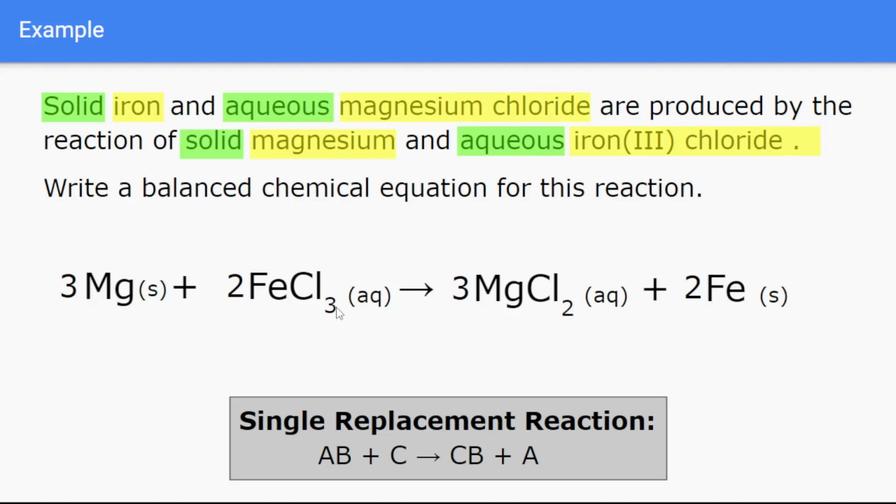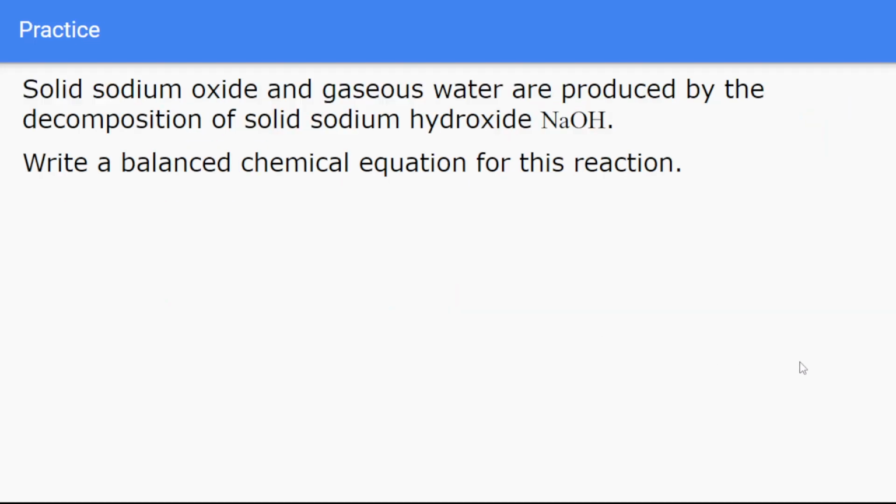2 times 3 is 6. 3 times 2 is 6. So we're all balanced. Okay, now on this one, I want you to try it on your own.